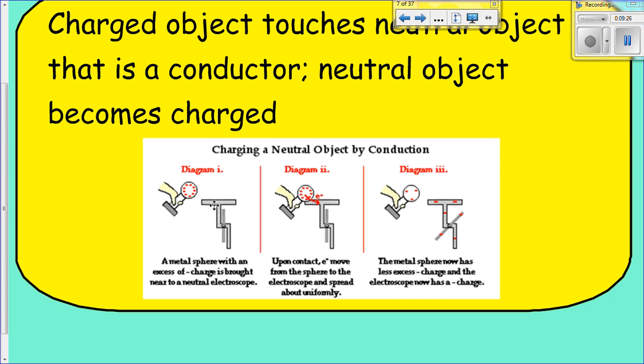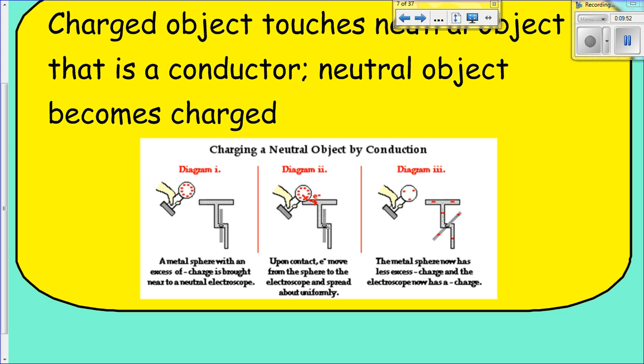And it's brought near a neutral electroscope. Now, you don't need to know what an electroscope is necessarily. You just need to know that right now it's neutral, and it's made of metal. And so it's a conductor. Now, what happens is when that negatively charged sphere touches the electroscope, so there's contact there, the electrons are going to move from the charged sphere, and they're going to move to the electroscope and spread uniformly.